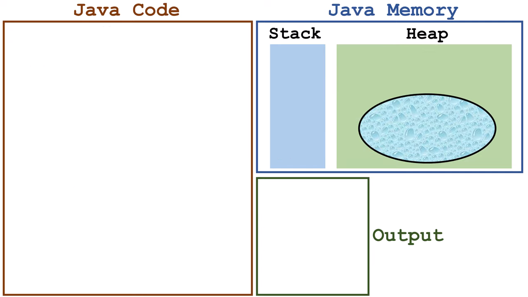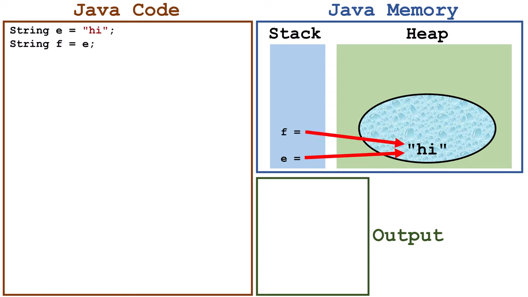Let's look at some other examples to see how strings are handled in memory. We created the E variable on the stack and have it point to a new object in the string pool. Next, we create a new variable F and copy the data from E. In the case of a primitive data type, we would copy the actual value. For object types like strings, we copy the pointer, so both variables are pointing at the same object in heap memory. This would happen even if the string weren't in the string pool.